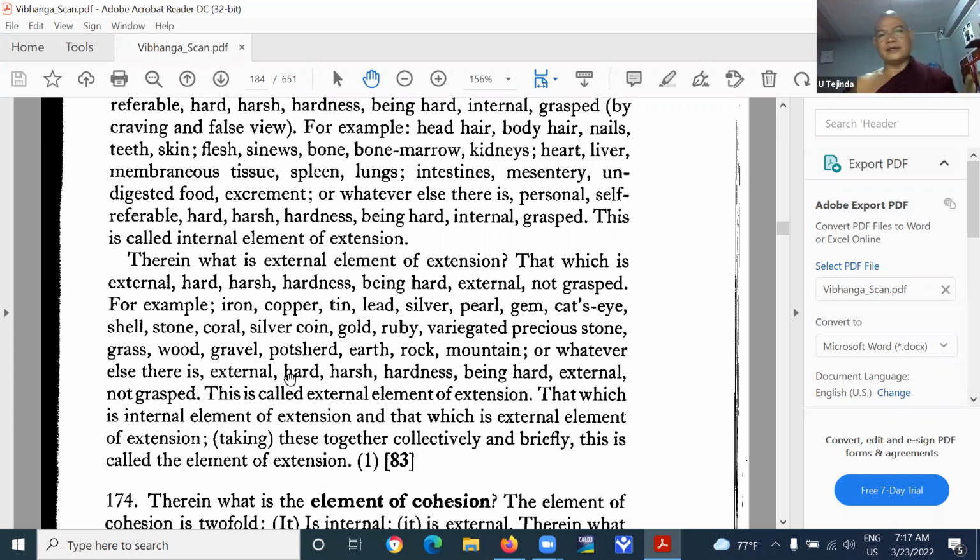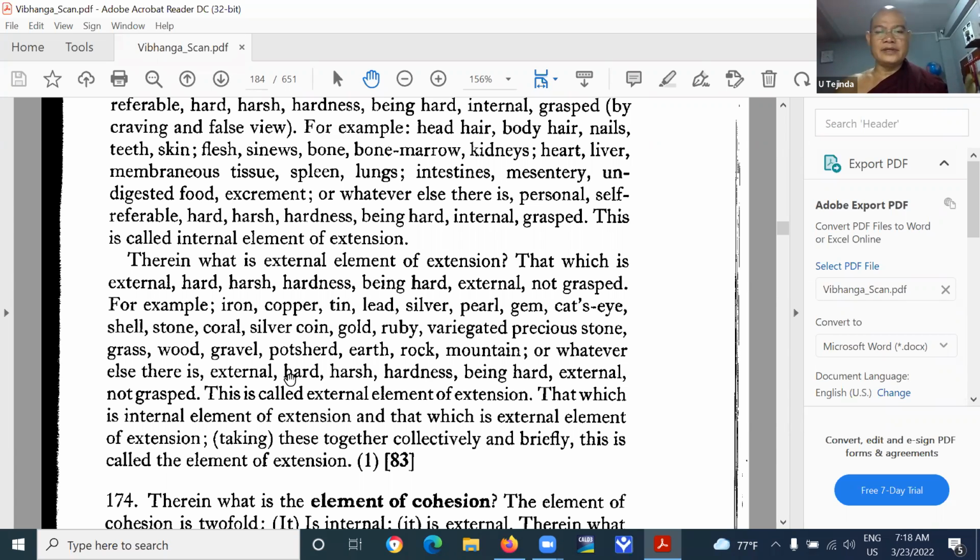Ajjhattika Pathavi Dhatu, Bahira Pathavi Dhatu. Any hardness. So there will be many. Here, just as an example, the hard things, the hard phenomena, or the hard materialities. Just taking an example here.